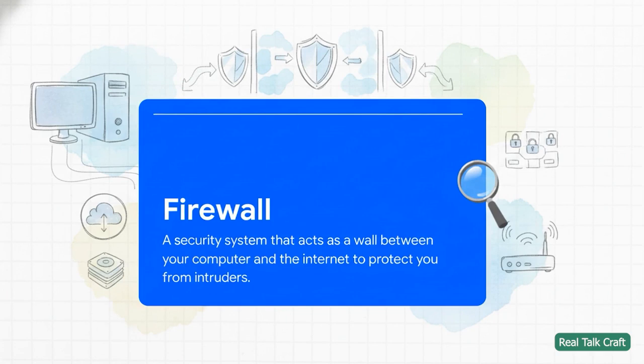Now for something that's super important for security, the firewall. And honestly, the name is pretty literal. It really does act like a digital wall between your computer and the wild west of the internet. It's constantly watching the data coming in and going out, and it blocks anything that looks shady. Just think of it as your own personal digital security guard.